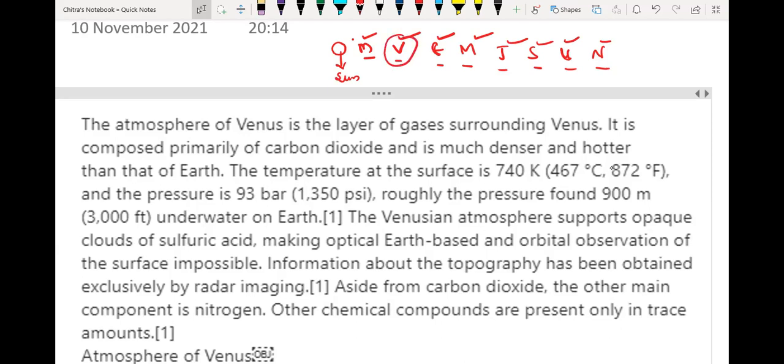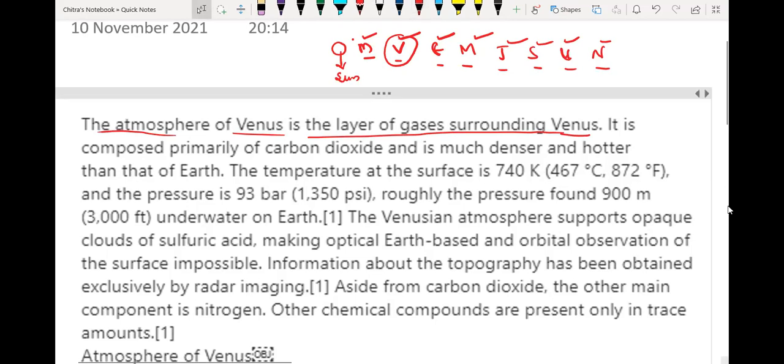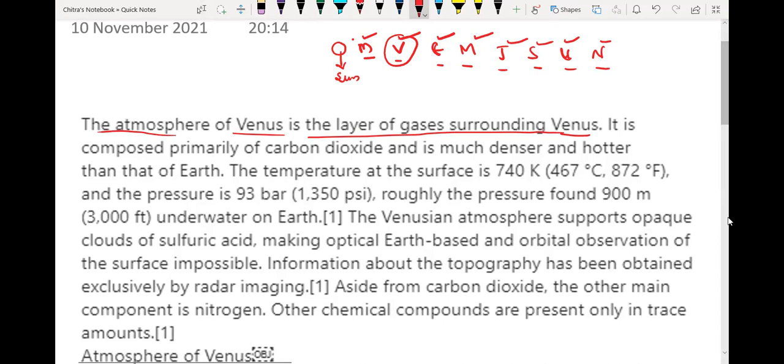So we are discussing the atmosphere of Venus. It is the second planet. The atmosphere of Venus is the layer of gases surrounding Venus. Like we have in our Earth's atmosphere, different gases are present, likewise on Venus also. It is composed primarily of carbon dioxide, and is much denser and hotter than the Earth.